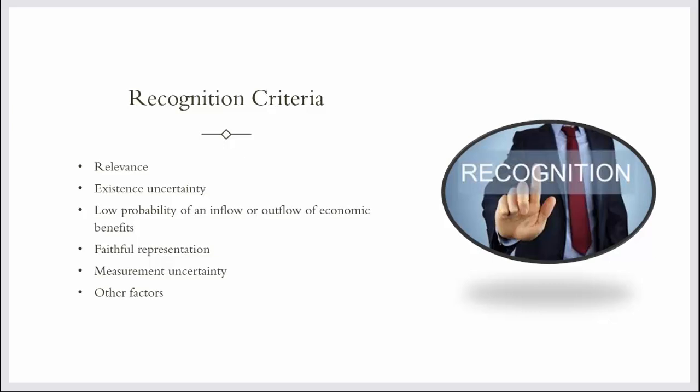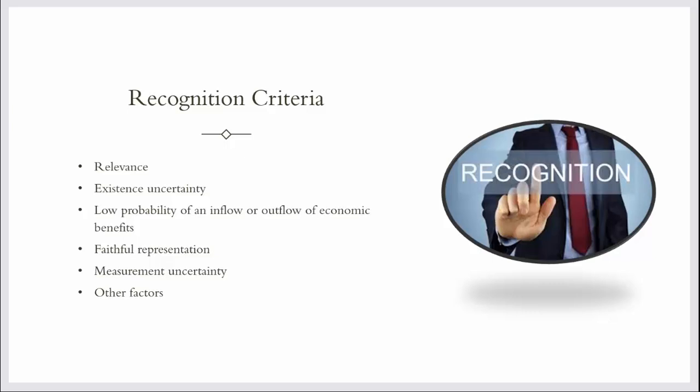2. Existence uncertainty. Sometimes, it's uncertain whether an asset or liability exists. This uncertainty can be due to legal disputes, regulatory approvals, or other conditions. In such cases, the recognition of the item depends on the likelihood of its existence. Example, if a company is involved in a legal dispute over a patent, the uncertainty about whether the company will retain the patent, an asset, might prevent its recognition until the dispute is resolved.